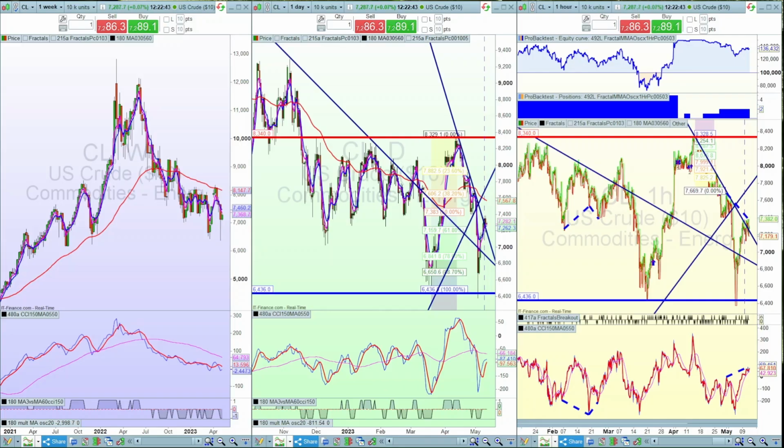Today is May 11, 2023. This is the US crude oil price update. We look at the weekly, daily and hourly charts, and on the weekly and the dailies primarily our trend indicators. So I'll go through each of these.